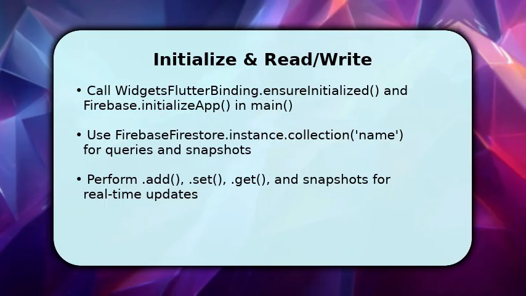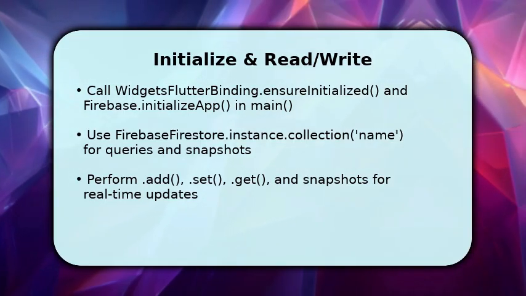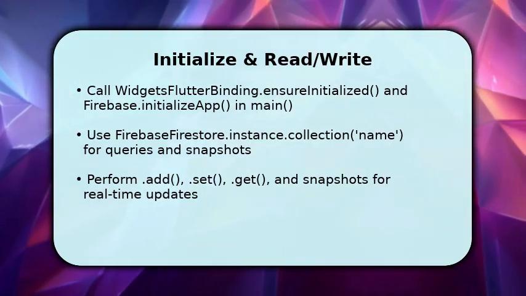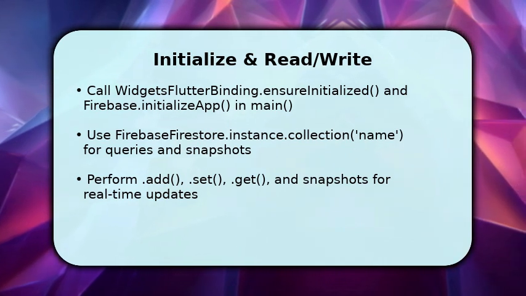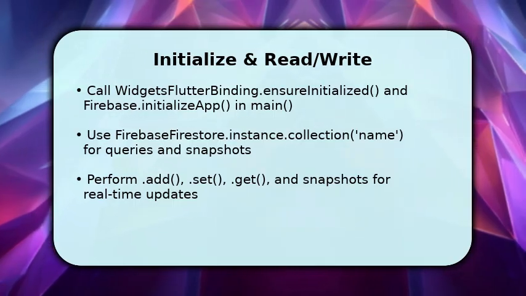For writes, choose add for auto ID or set to control the ID. For reads, use get for one-time fetches and snapshots for streams. Use try/catch to handle errors, and map query snapshots to model objects so your UI updates predictably when data changes.